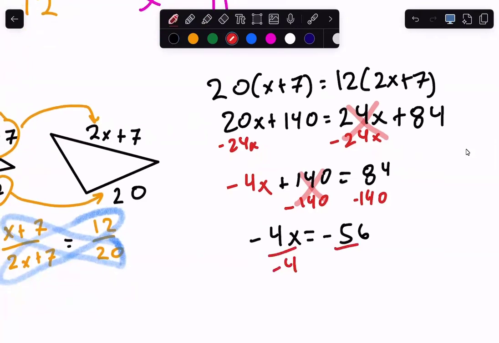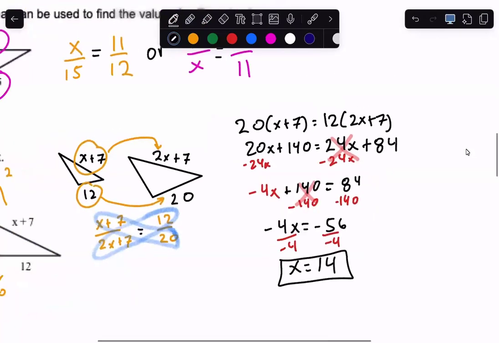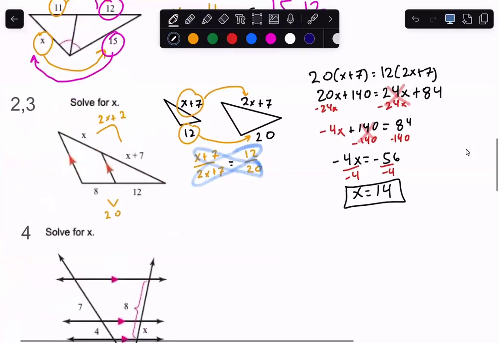divided by negative 4. X equals, is that 9? No. 56 divided by 4. 14, thank you. All right, x equals 14, and that is your answer.